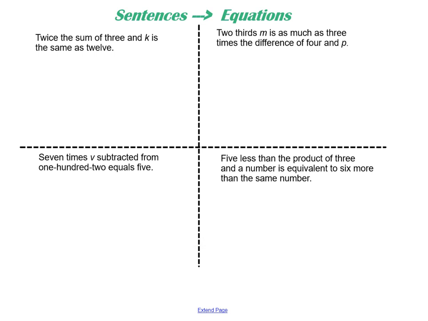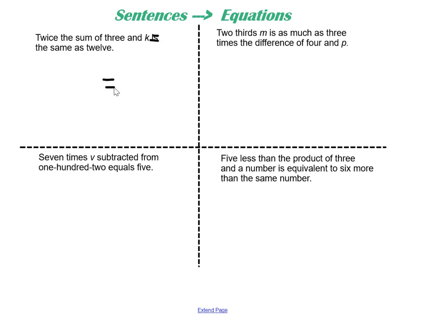So for our first examples, what we want to do is go from sentences to equations. What I always like to do is try and find an equal sign first. Our first example says twice the sum of 3 and k is the same as 12. When I see the word is, I know is represents my equal sign. So I'm going to put my equal sign right here.